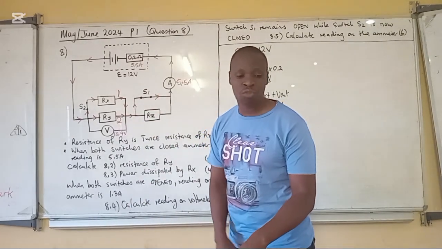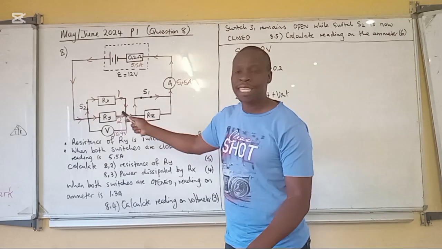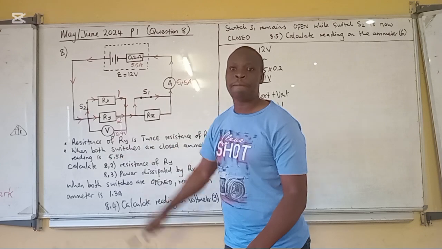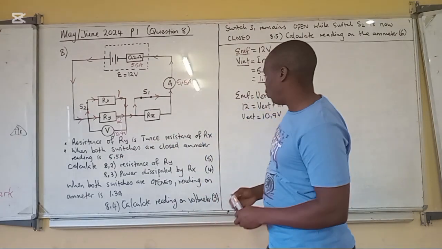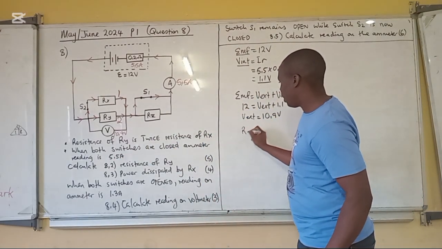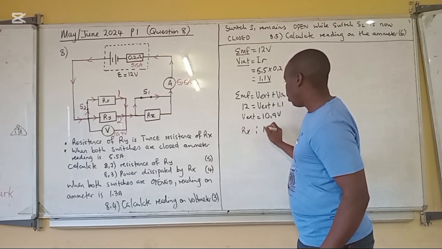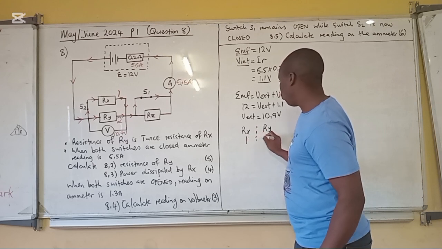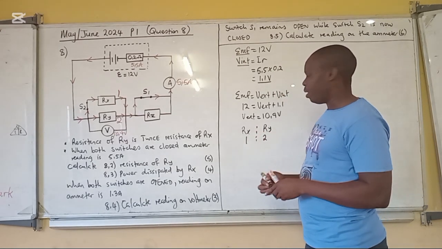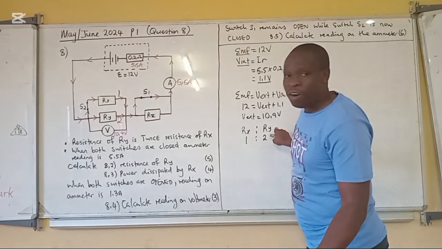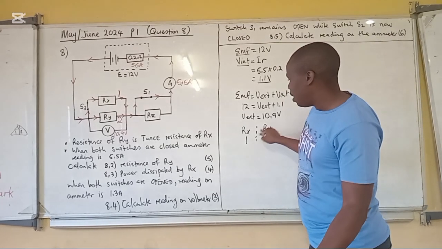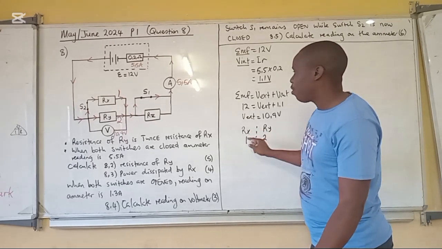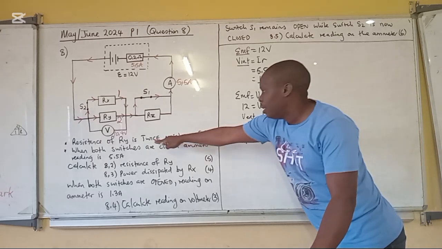Now we can move on to making use of the ratio that we are given, the ratio of 1:2, to calculate the amount of current flowing through Rx and the amount of current flowing through Ry. How do we use that ratio? The ratio of Rx to Ry is 1:2. What it simply means is Ry has a higher resistance compared to Rx, or the resistance of Ry is double that of Rx, like what you are told here.